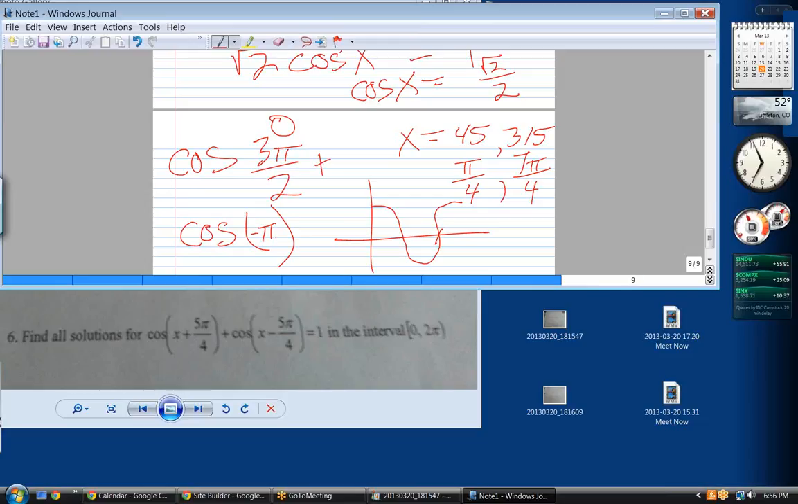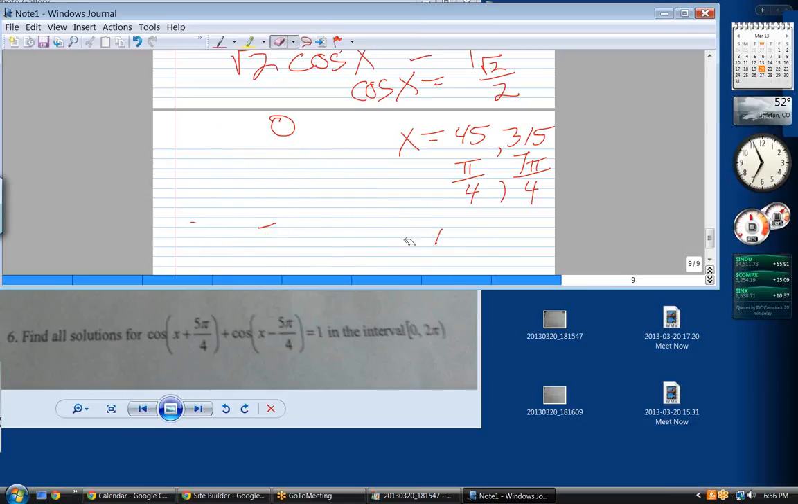So the cosine of minus pi is the same as the cosine of pi, which is negative 1. And that doesn't work. We have 0 plus negative 1, which is not equal to 1. So then pi over 4 isn't an answer, unless I've made a mistake in my math here. Let's check 7 pi over 4.